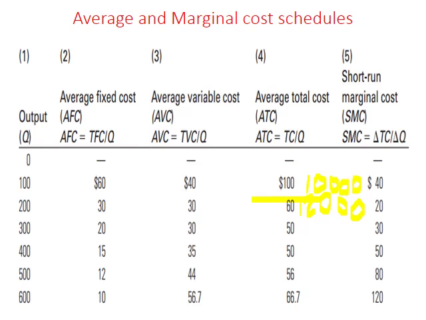So the change in total cost here, from this to this, will be 2000. And the change in quantity is from 100 to 200. Here the change in quantity is 100. From 100 to 200, the change in quantity is 100. So here 2000 divided by 100 will be 20.